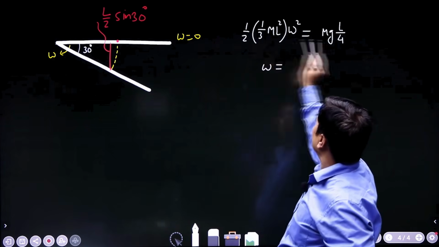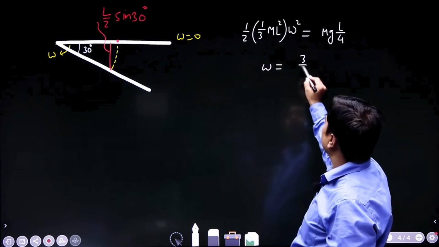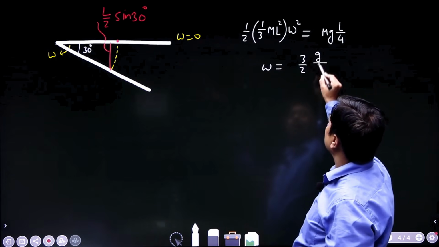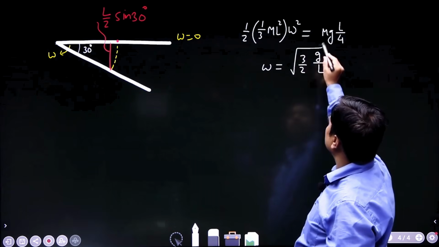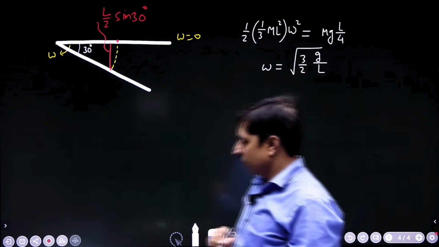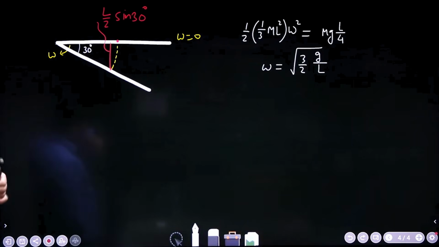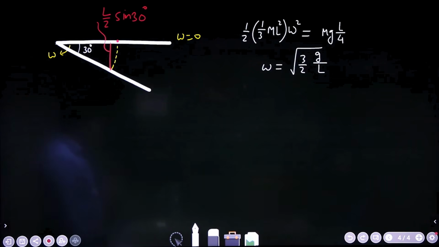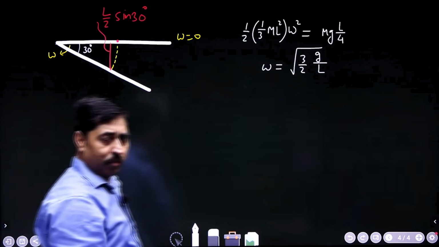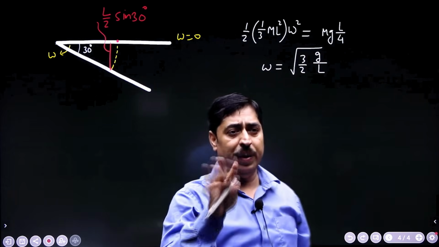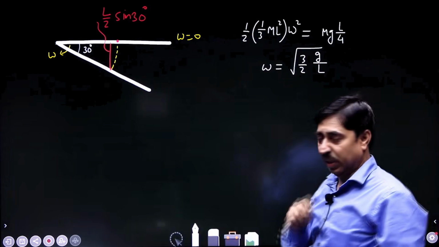So it actually becomes 2 cancels out. It is 3 by 2. G remains, L remains. I guess this is what you get. Please cross check it. 3 by 2 G by L. Root of that is the omega. So right now you know the angular speed of the rod. Okay, that is one thing.